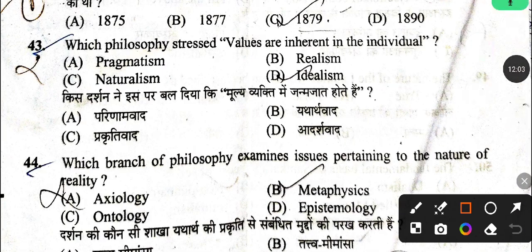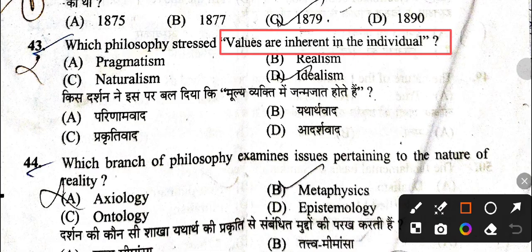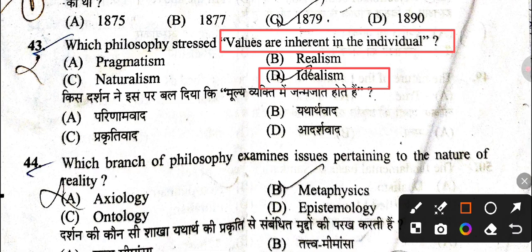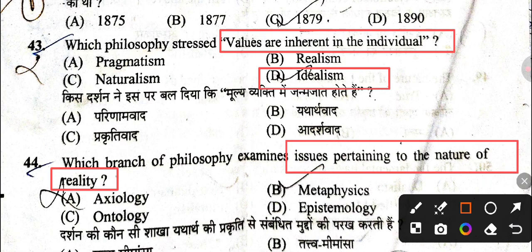Which philosophy stressed values are inherent in the individual? So it was idealism, Adarshwad. The branch of philosophy that examines issues pertaining to the nature of reality is called metaphysics. Option number B is the right answer.